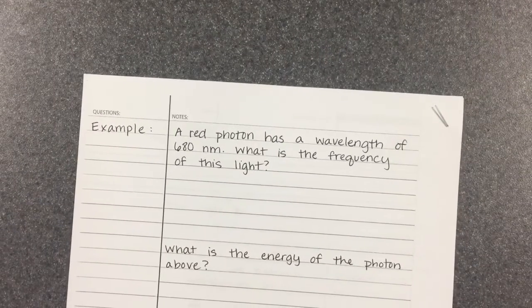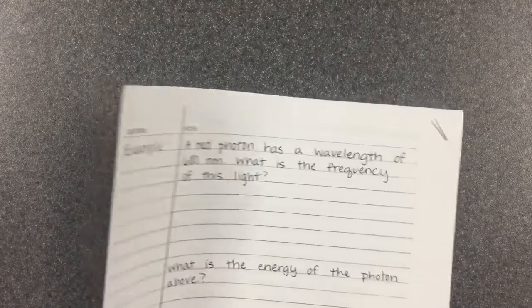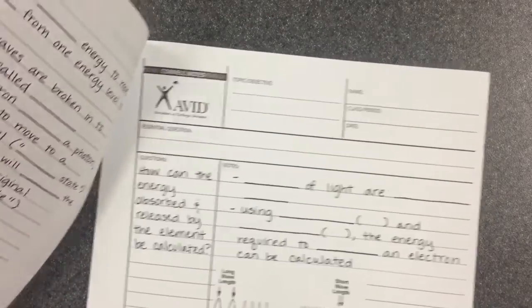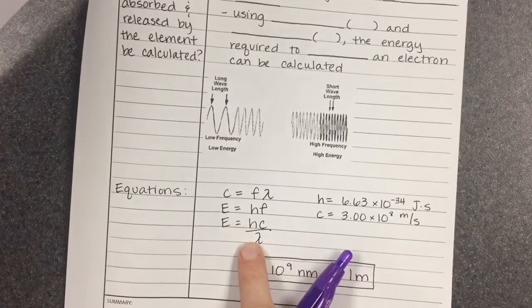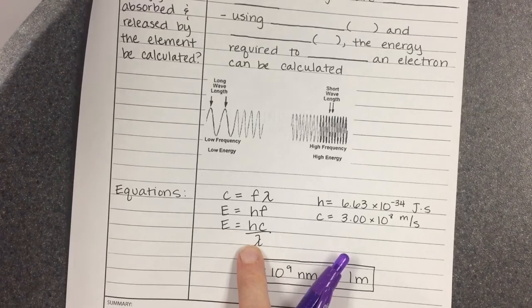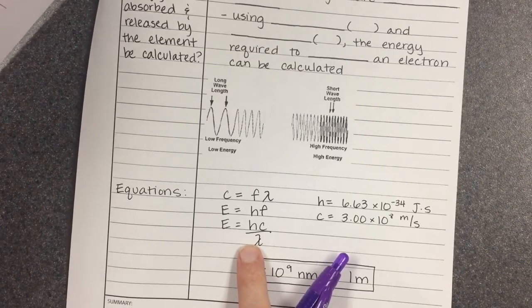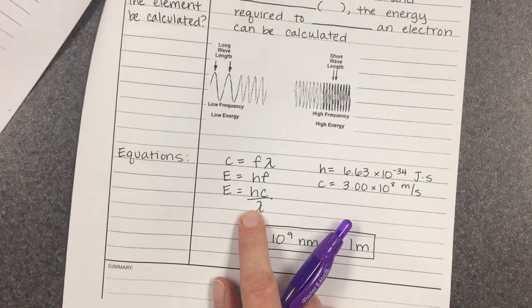Okay, so for those of you that missed the lesson today, we were talking about how light interacts with electrons. We have to be able to calculate the wavelength, frequency, and energy of the photons of light that are able to excite electrons and move them to a higher energy level. So we're using three equations in all of these calculations.